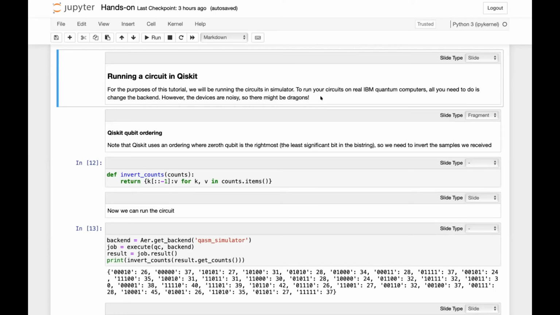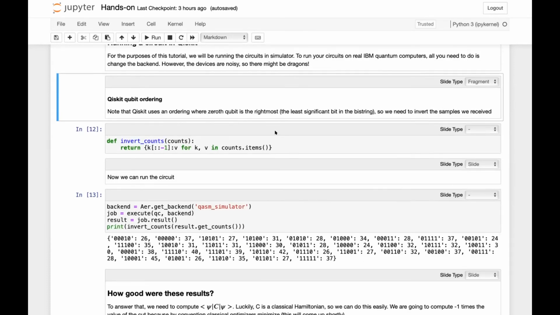This tutorial will only run things in simulation, mostly because it's just much easier and more pedagogical. But the same code works on hardware. So if you want to, after this tutorial, go out and run your circuits on hardware, that's very easy to do. All you need to do is change the backend that you use. Another thing that you need to be careful about is that Qiskit uses an ordering where the 0th qubit is the rightmost. So it numbers qubits from right to left, which is different from standard math notation of left to right. And so when we get the measurement counts from the quantum computer, we need to invert them.